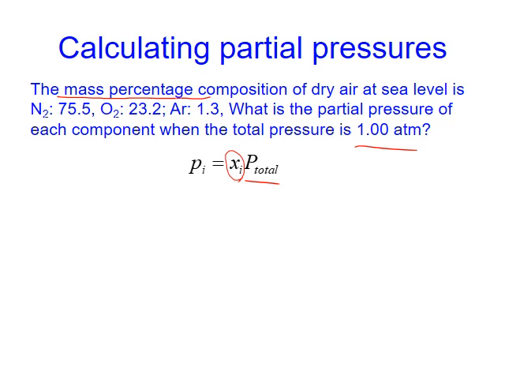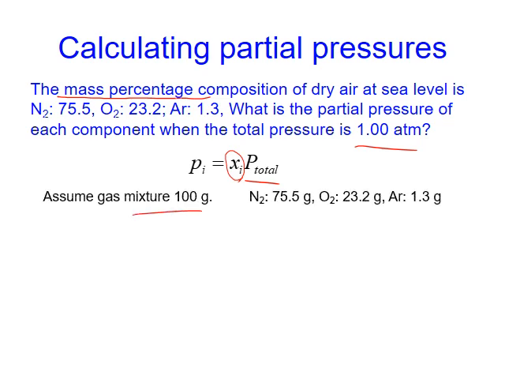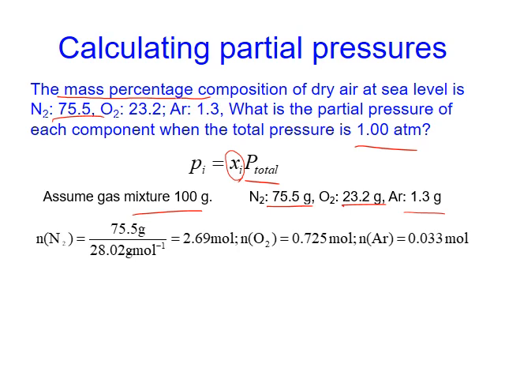One common strategy for this conversion is to assume the mixture has 100 gram mass. So the total mass is given. Then the mass of each component is just the percentage value. So 75.5 grams for nitrogen, 23.2 grams for oxygen, 1.3 grams for argon. Using these masses, we can calculate the number of moles. So for example, for nitrogen, you use 75.5 divided by the molar mass.